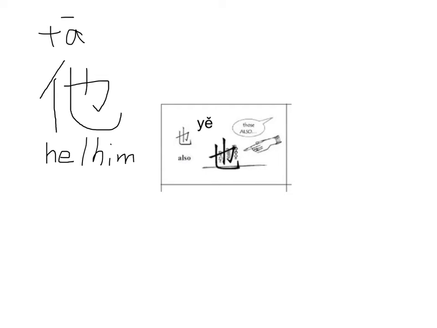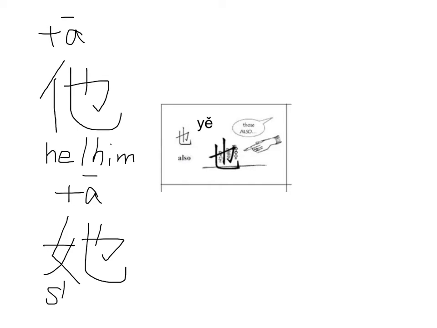And the second character, I put a woman part on the left, so 也 on the right side. Still pronounced as 她, but because it has the woman's part, it means she or her.